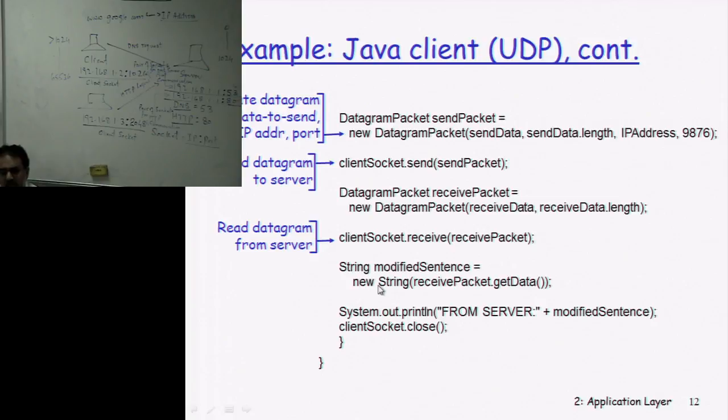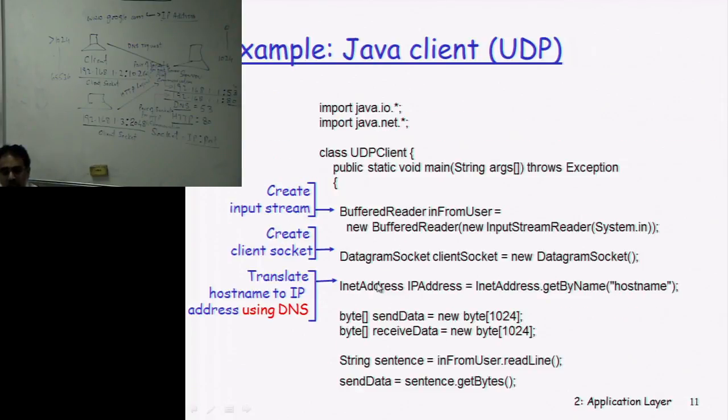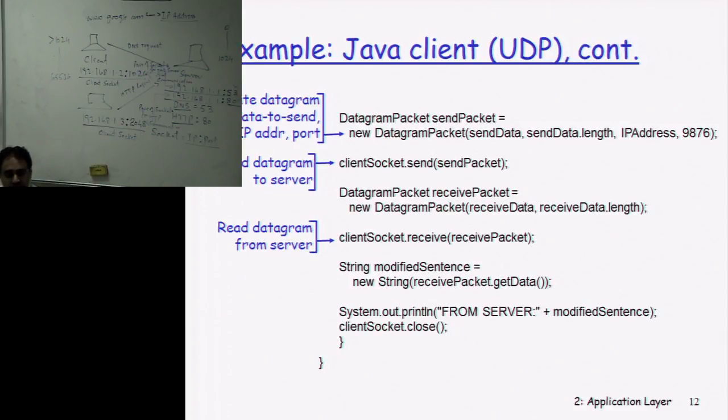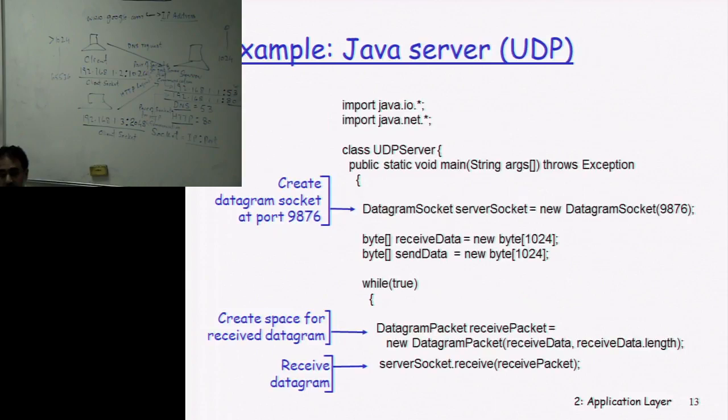This is the complete client code, which creates an input stream, creates a client socket, translates the URL into an IP address, sends a particular byte stream to a particular IP address and port number, and then reads back from the server on the client and displays it on the monitor.